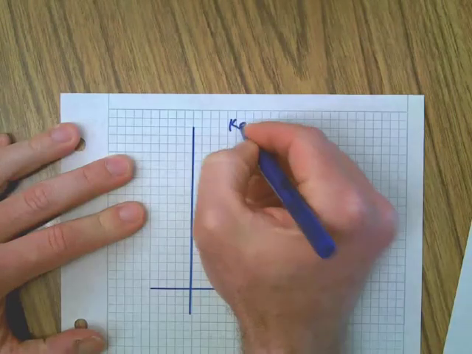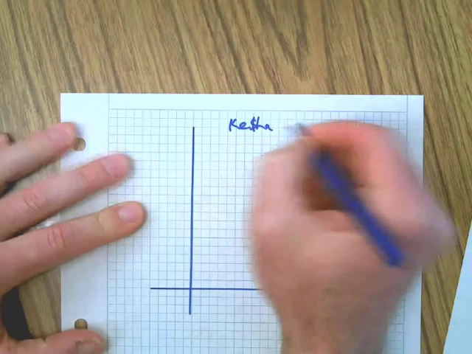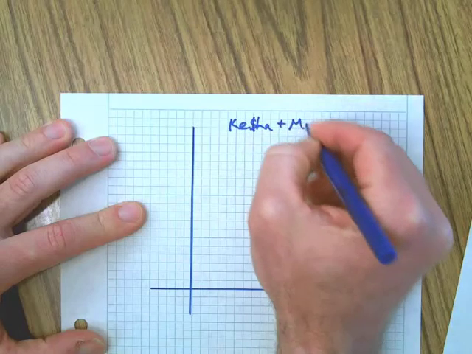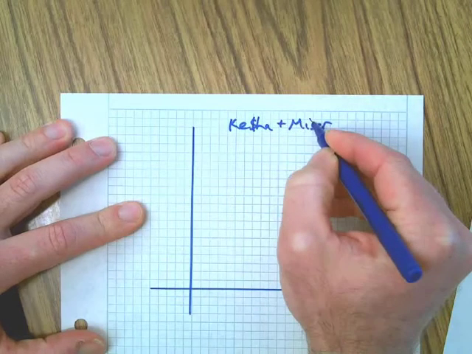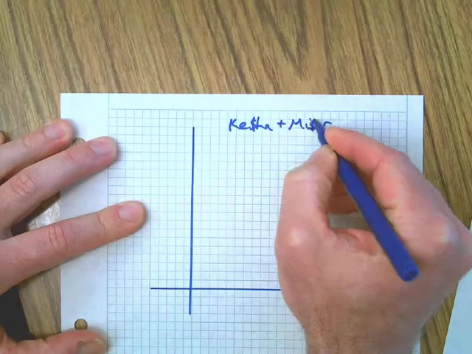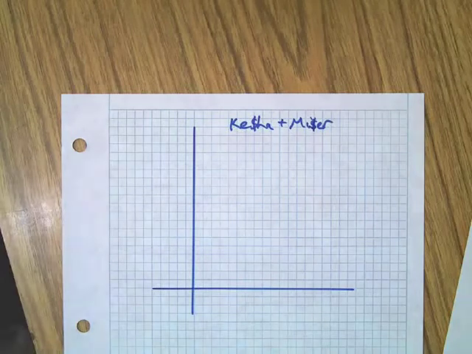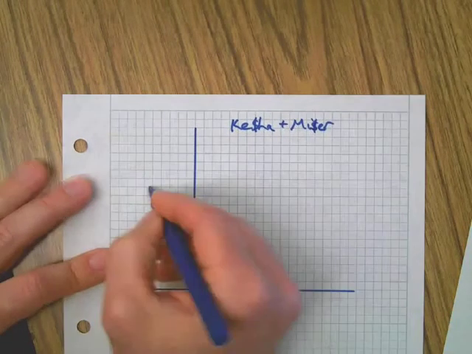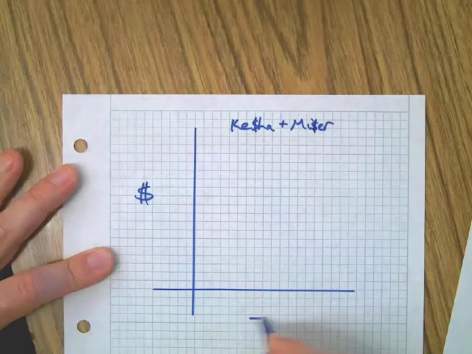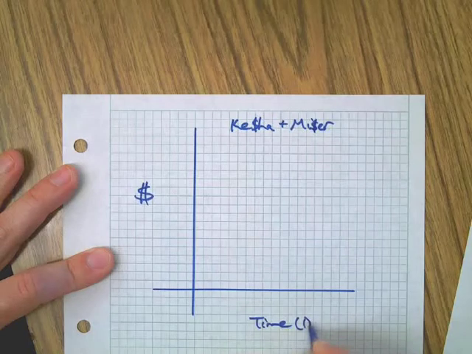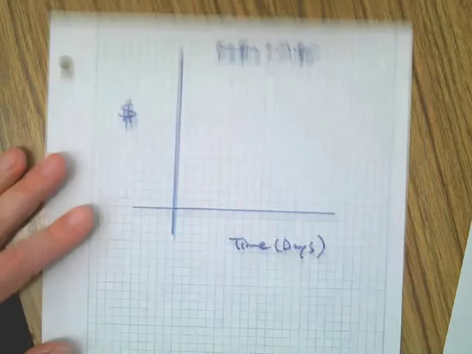We'll call it Kesha and Miser. Oh, we could put a $ sign in Miser too. Why didn't I think of that before? Okay. This is the money over here. This is the time measured in days over here.